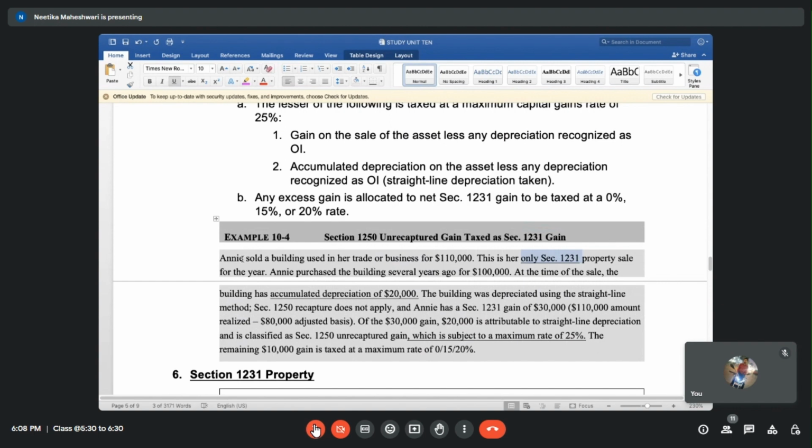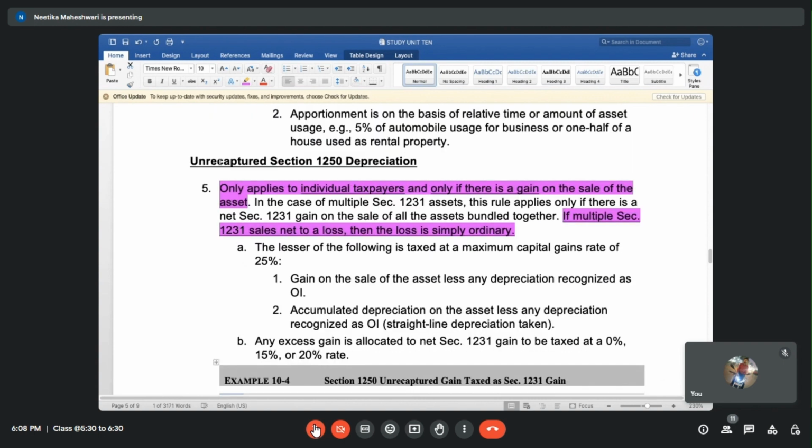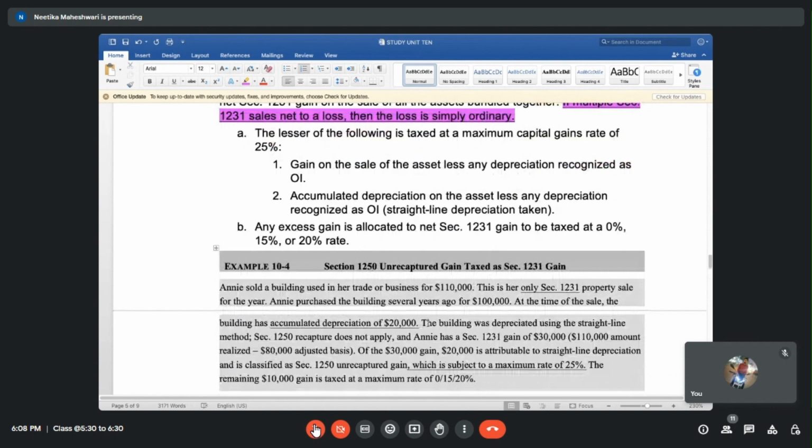There's one more thing that we need to pay attention to. This is an individual selling, it's not a business. So this rule is applied to individuals only. If it's a business, if there's some ABC corporation selling a building and all, we will not go with this. This is giving her a lot of advantage.